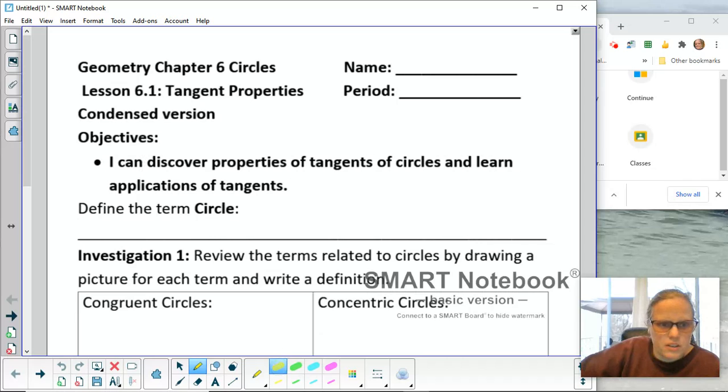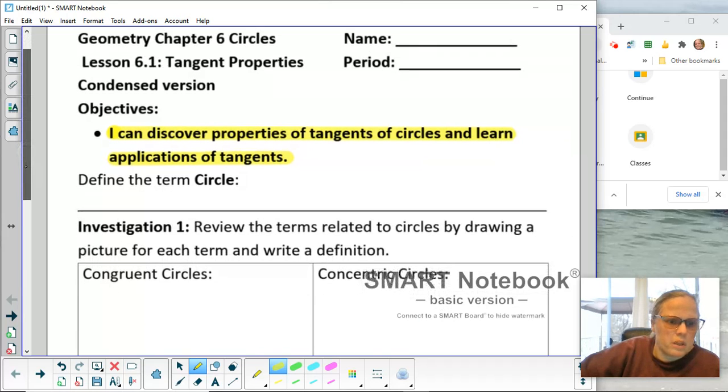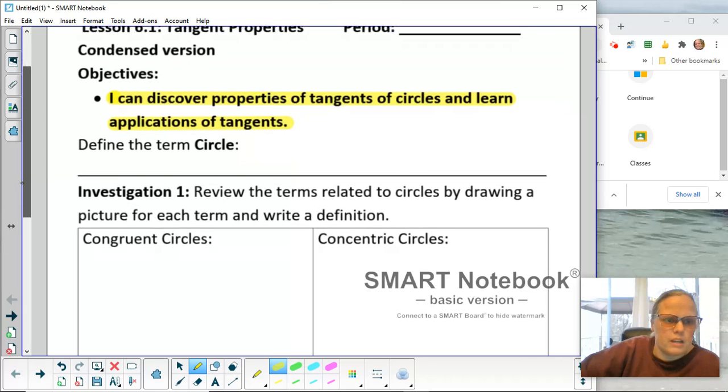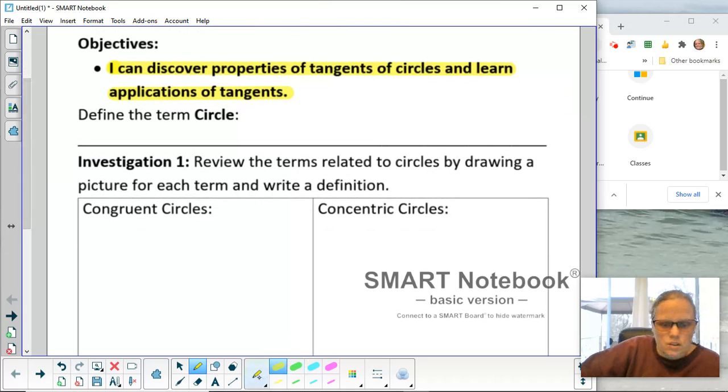Our objectives for this lesson are to be able to discover the properties of tangents of circles and learn applications of tangents. Now, the word tangent itself has many different meanings depending on what you're looking at. So this is going to be tangents related to circles.